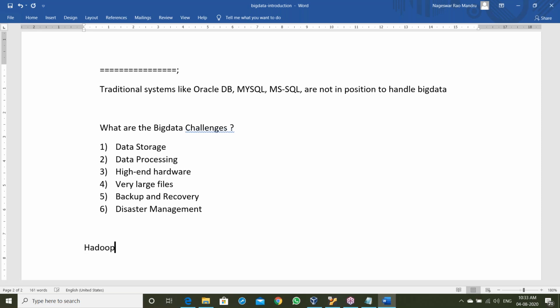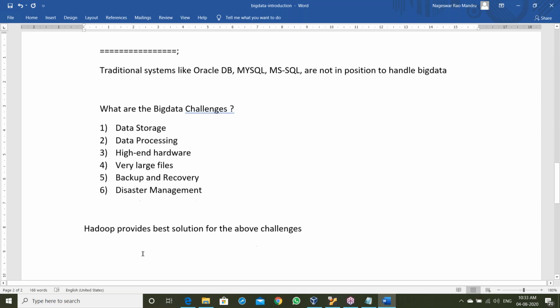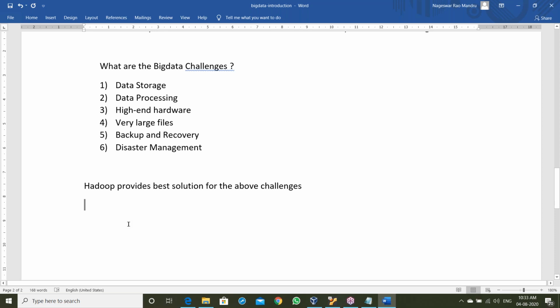For this, Hadoop. Hadoop provides the best solution for all the above challenges. Hadoop is the best technology to face all the challenges.